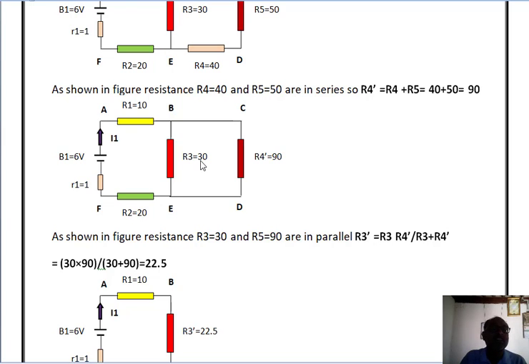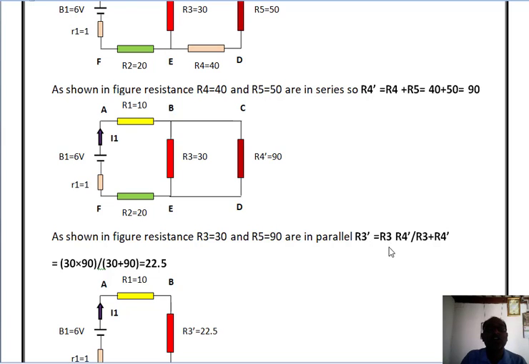Now you can see this 30 ohm resistance and 90 ohm resistance, they are in parallel. So here we find another new equivalent value of the resistances R3 and R4, which are in parallel. In parallel we have seen that 1 upon R is equal to 1 upon R1 plus 1 upon R2. So here we can write R3 dash, it is nothing but the new equivalent value of the parallel connected resistances 30 ohm and 90 ohm.